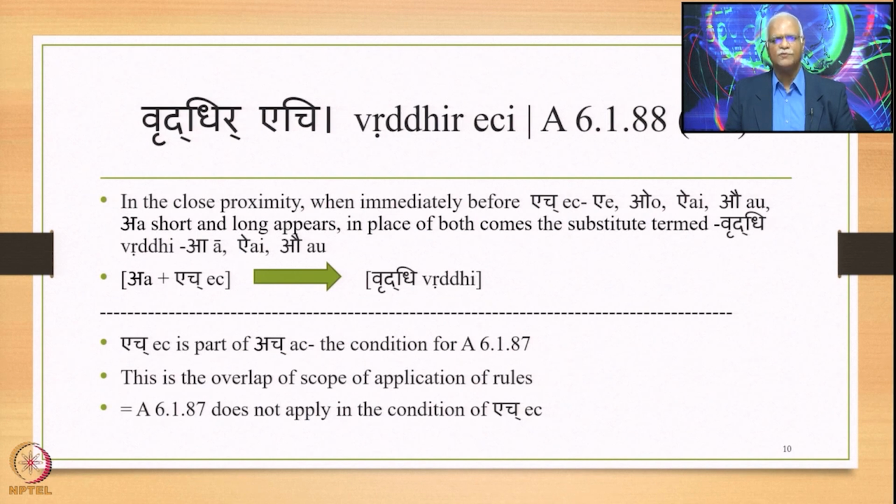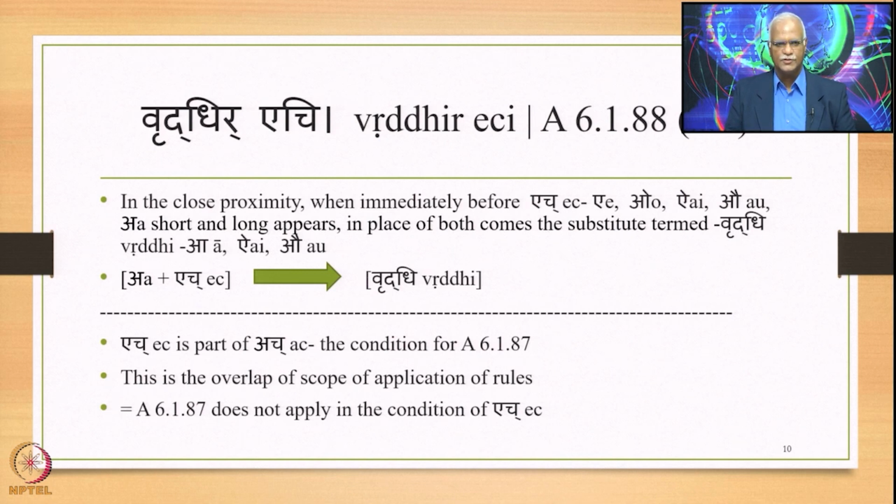So we can show this in the form of an equation, but before going there, let us read the meaning of this sutra once again, slowly. The meaning is: in close proximity, that is in the Samhita mode, when immediately before Ech, that is E, O, AI and AU, appears a long or short A, then in place of both of them comes the substitute termed Vriddhi, namely AA, AI and AU.